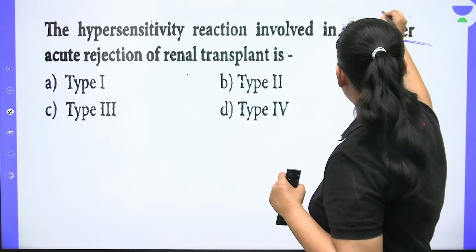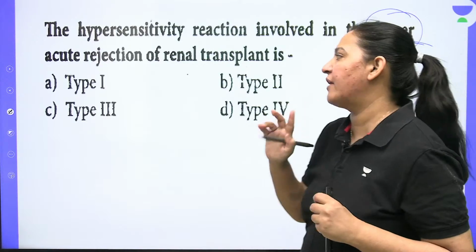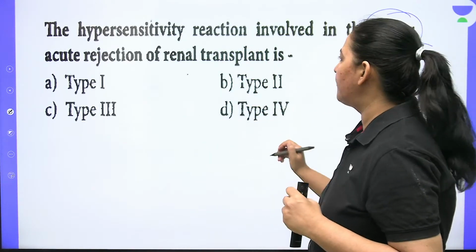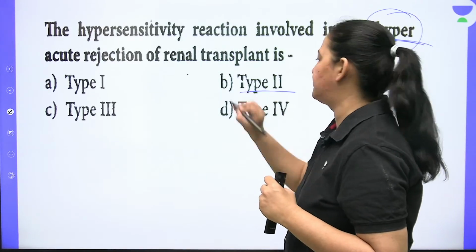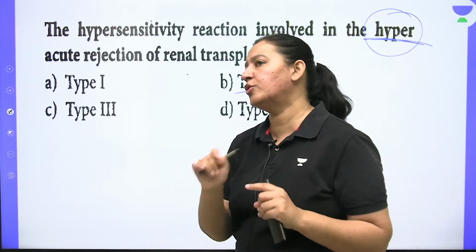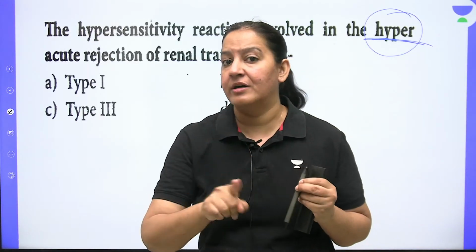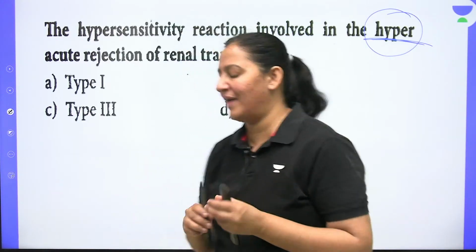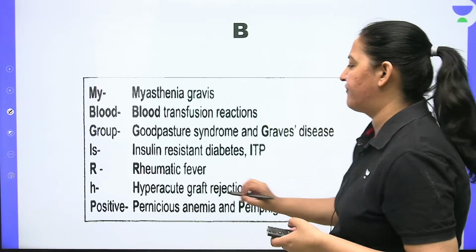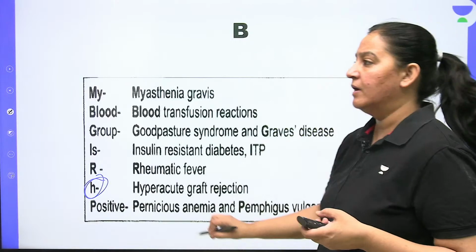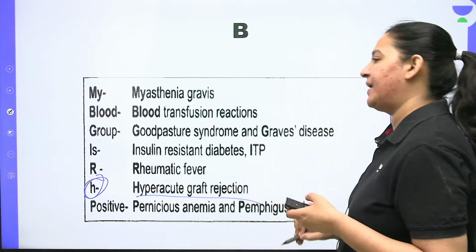I am asking about the type. Hyperacute graft rejection is a type of which hypersensitivity? Most of you are right. The correct answer here is type 2. I told you the mnemonic: my blood group is Rh. What is the H in Rh in the mnemonic? The H is hyperacute graft rejection. This is Rh. Can you see? My blood group is Rh positive. So the H in Rh is hyperacute graft rejection.